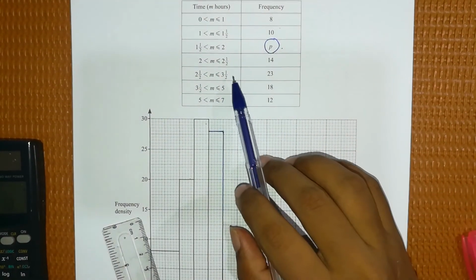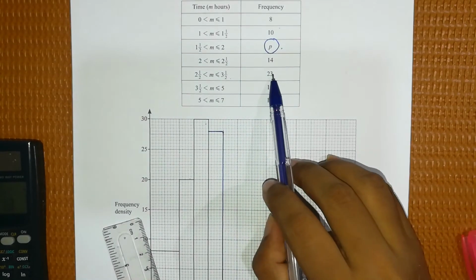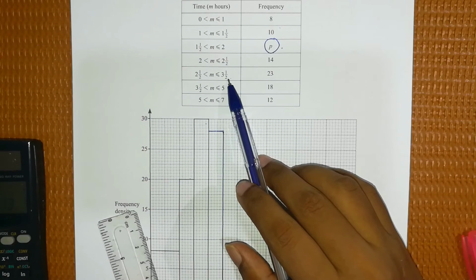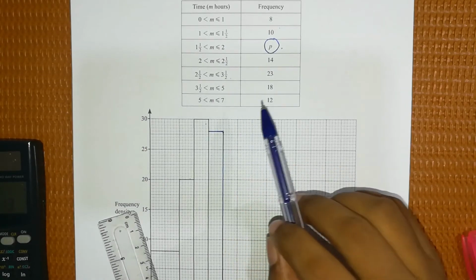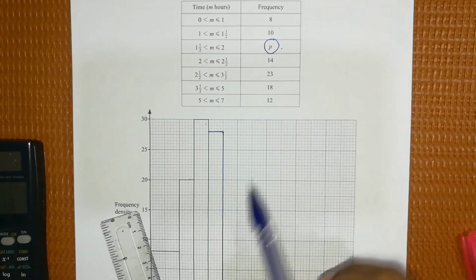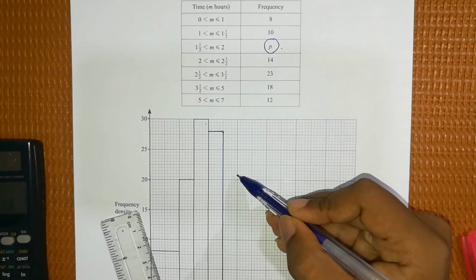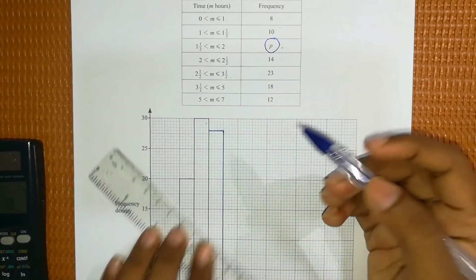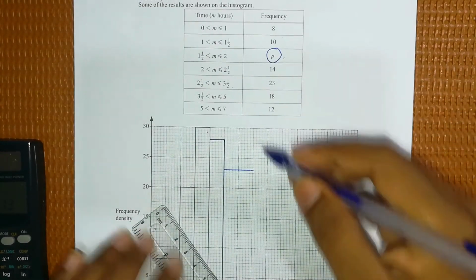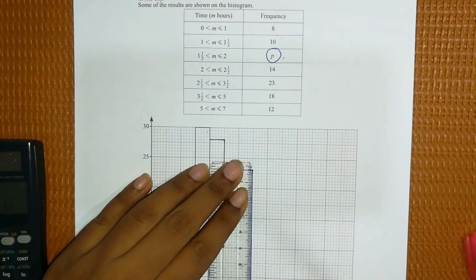Then 2.5 to 3.5, 23. Now here 2.5 to 3.5, that is one interval, it is not the half, so you can straight away take 23, 20, 21, 22, 23, and that is one full interval, so you don't have to double it.